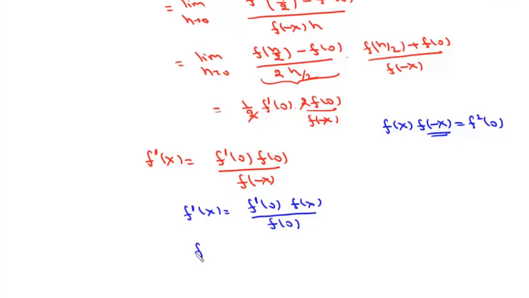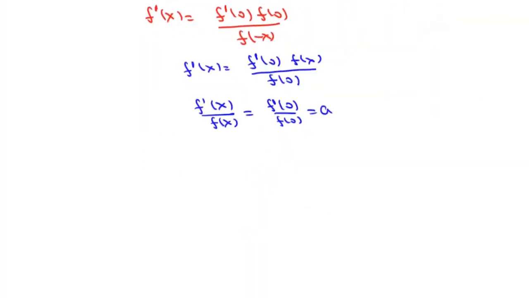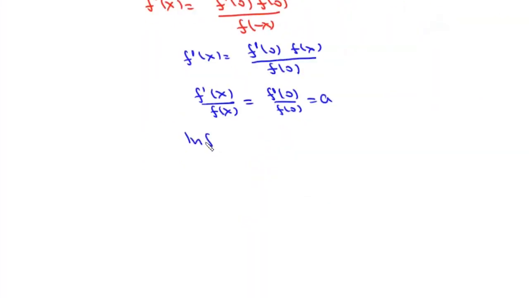Now we can write this as f'(x)/f(x), and this is equal to f'(0)/f(0), and this is some constant, say a. Now if we integrate this, then we can write log f(x) equals ax plus c, or f(x) is e^(ax) into e^c, and e^c is some other constant, say capital A. So it is A into e^(ax), and that is the answer to this question.